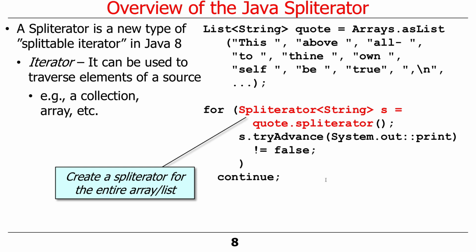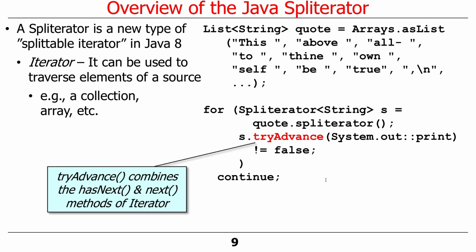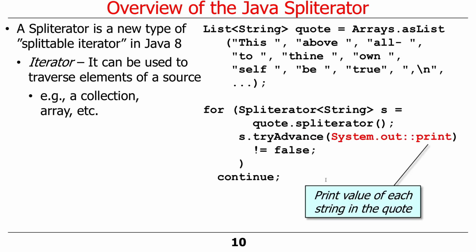Once we have a splitterator for this, we can iterate through it using the tryAdvance method. What that will do is essentially combine the semantics of hasNext and next on an iterator, for those of you who did the array iterator implementation. It allows you to walk through every element one at a time and do something to it. In this case, we're going to pass a method reference to print out each element in the list of strings that make up our quote object. So that's what tryAdvance does.